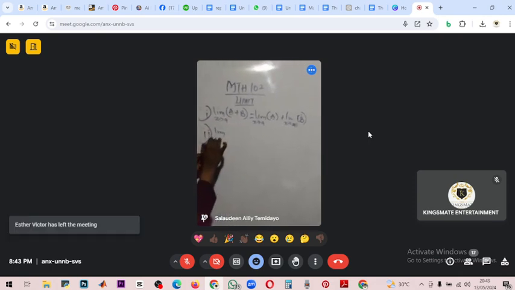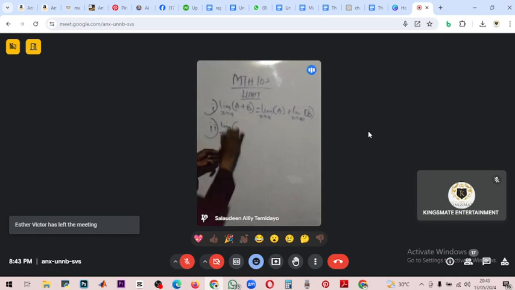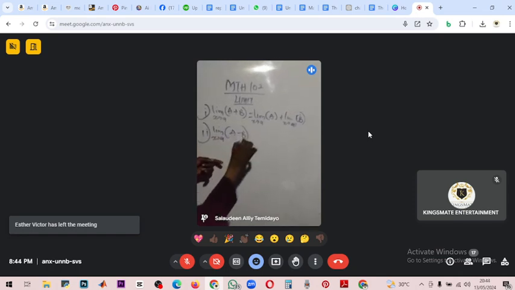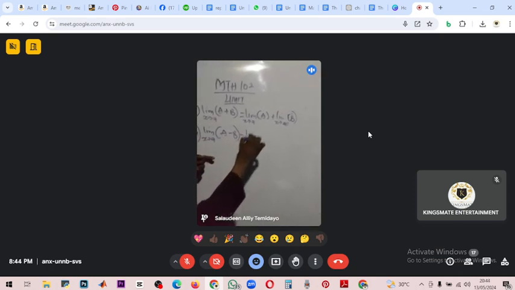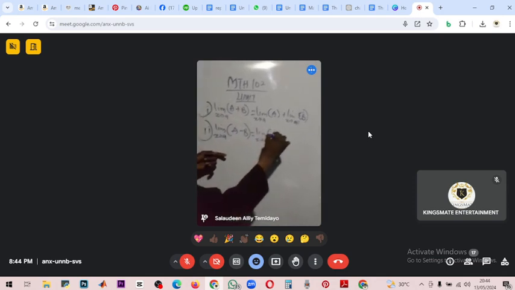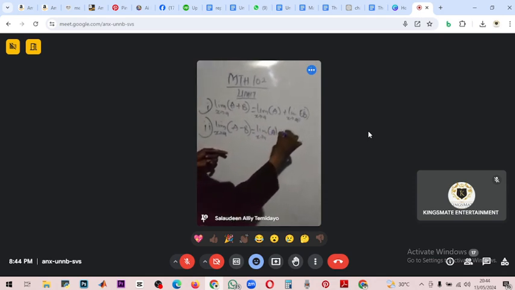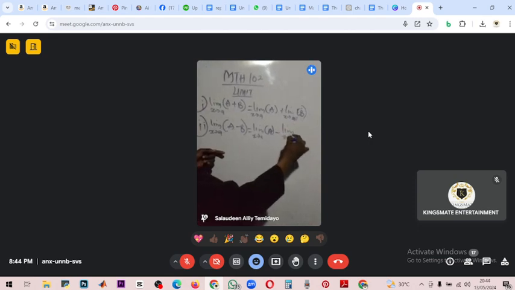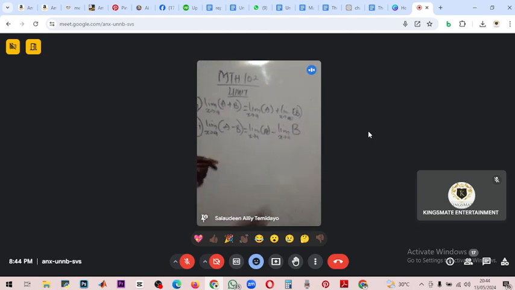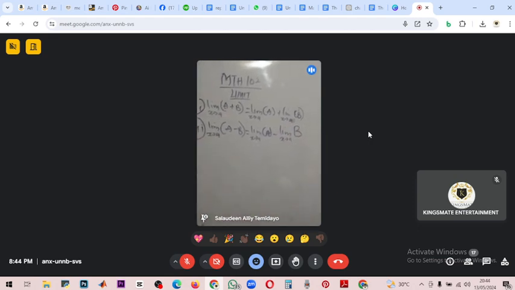The operation is distributive. If I have limit x to a of a minus b, it's the same as writing it as limit x to a of a minus limit x to a of b. I'm just sharing it.